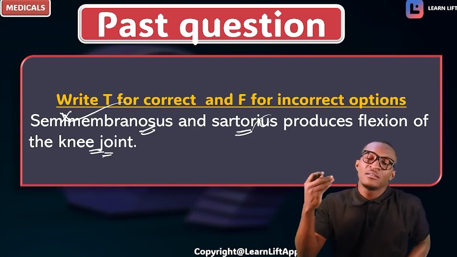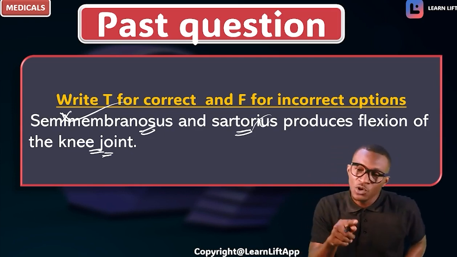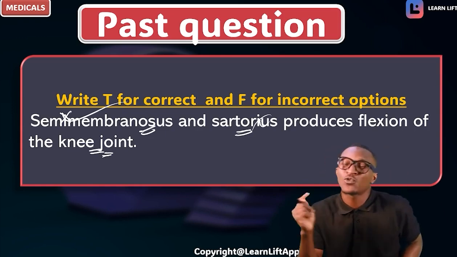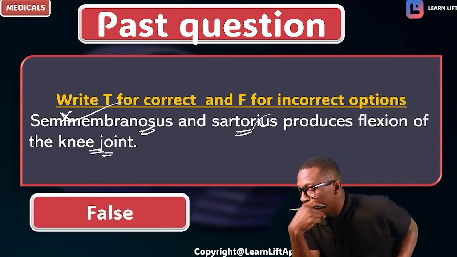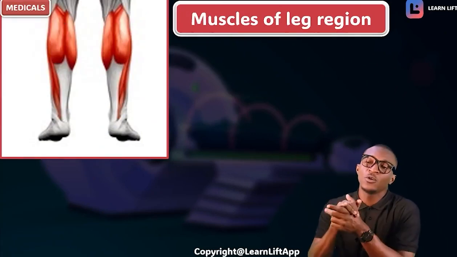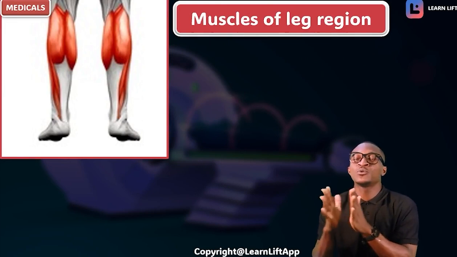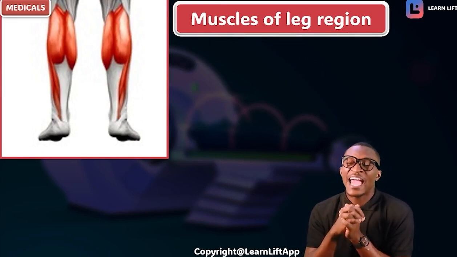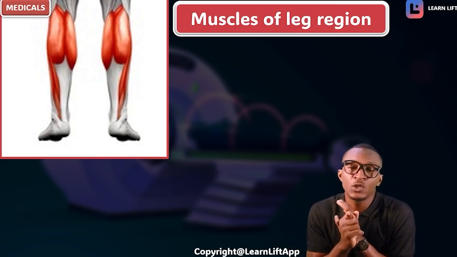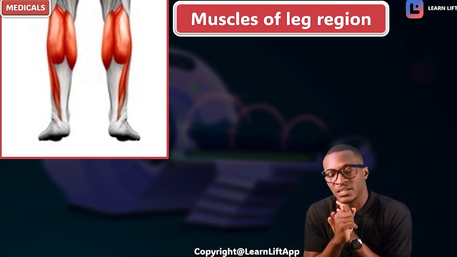Semimembranosus is a flexor of the knee joint, but sartorius, despite being in the anterior compartment, is a flexor of the hip. So this is false. Do you understand that? Let's see muscles of the leg. We'll talk about muscles of the leg in our next class. I hope you understand muscles of the thigh. Hope you can quote the anterior muscles: PSQ. Medial muscles go BLN. Posterior muscles BSS. I hope you understand that.